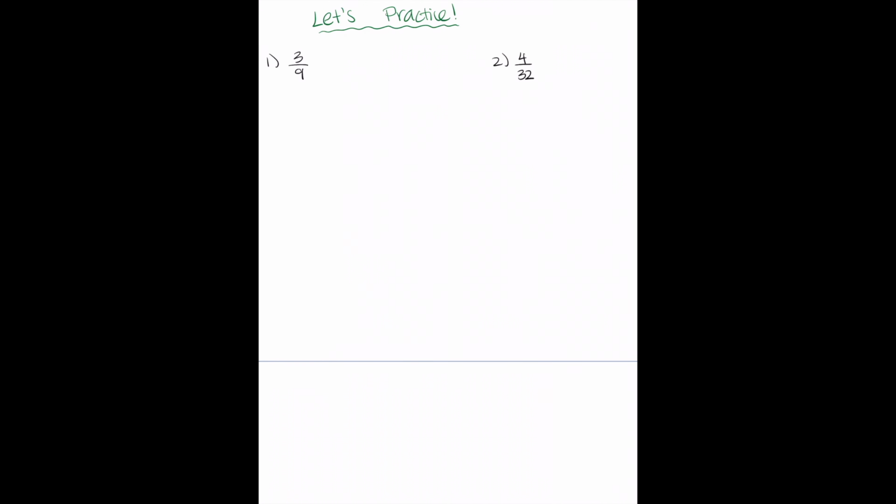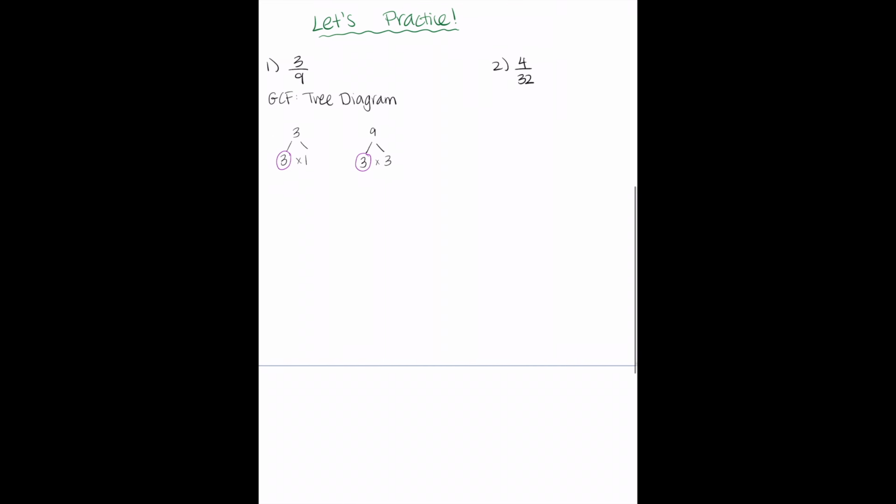So let's practice. For number 1, we have 3/9, and we're going to have to find the greatest common factor. The way we're going to do that is using what I like to call a tree diagram. So we're going to start with the number we're looking at on the top, and we're going to look at the factors that multiply to that number. So for 3, we know that 3 times 1 will give us 3, and for 9, we know that 3 times 3 gives us 9. The greatest factor that's in common between the two is going to be 3, right? So we're going to circle that. That's the number we're going to reduce by, top and bottom.